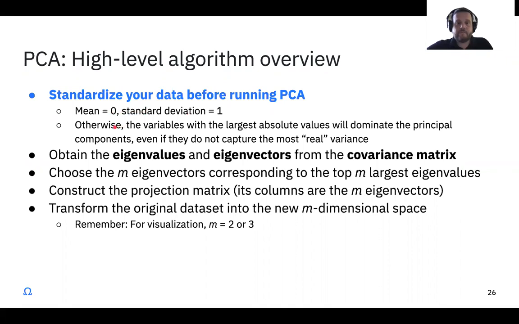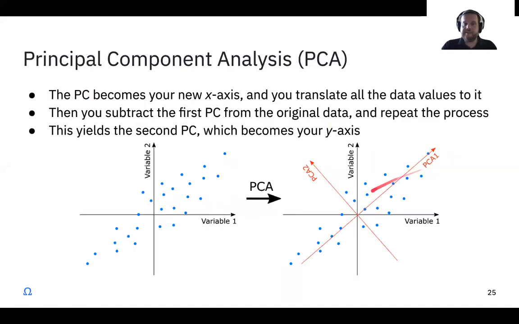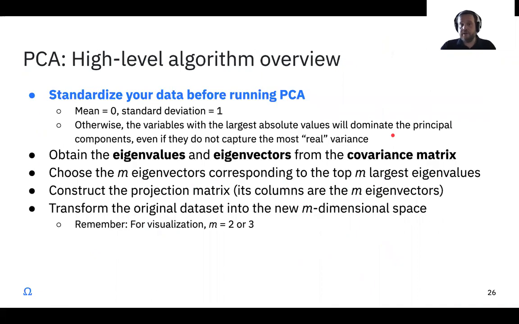I'm not sure in which toolkit, maybe scikit-learn, but you don't have to do this manually, of course. Because if you don't do this, then the variables with the largest absolute values will dominate the principal components, even if they do not capture the most real variance, because PCA doesn't care about scale. It cares about the absolute value. So if your variable 1 is going to be here, and your variable 2 is going to jump all the way here, then it has the higher absolute value. So PCA will be considerably biased towards the second variable, which has higher absolute values. So this is a must. You have to standardize your data.